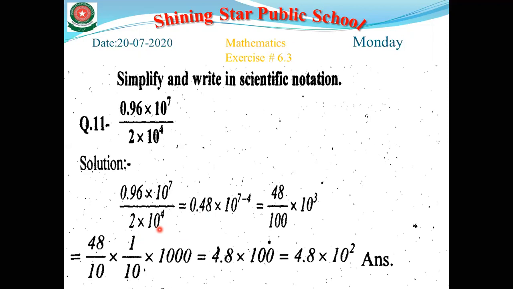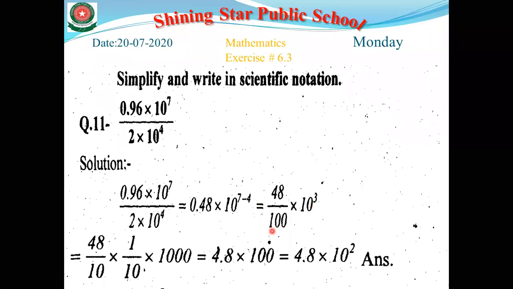When we take any variable, any number, any constant from denominator to numerator or from numerator to denominator, its power sign will be changed. Okay, now here is 10 power 4, and when we take 10 power 4 from denominator to numerator, it becomes 10 power minus 4. So 7 minus 4, 3. So that's why we write here 10 power 3.